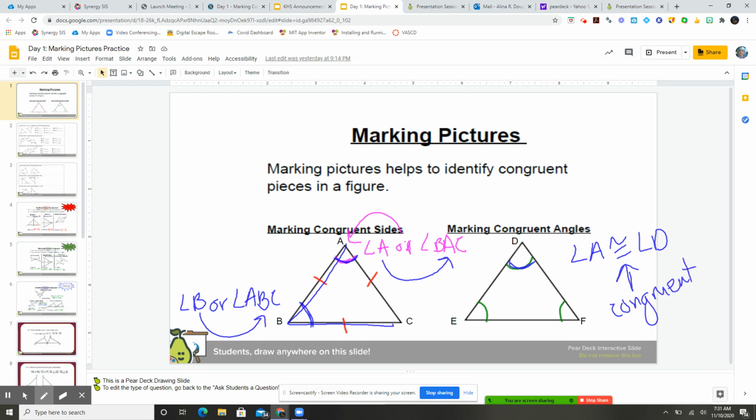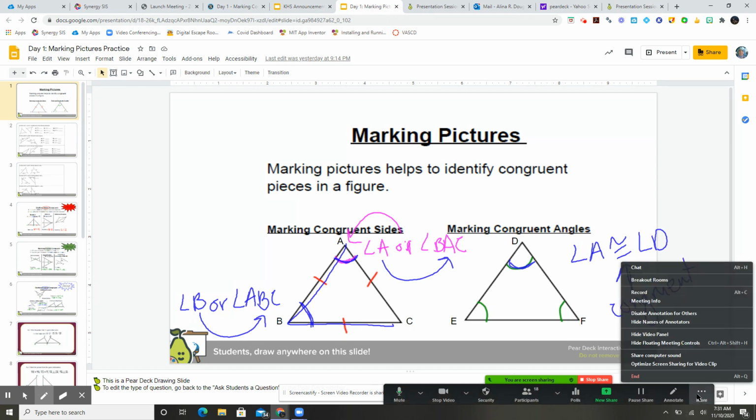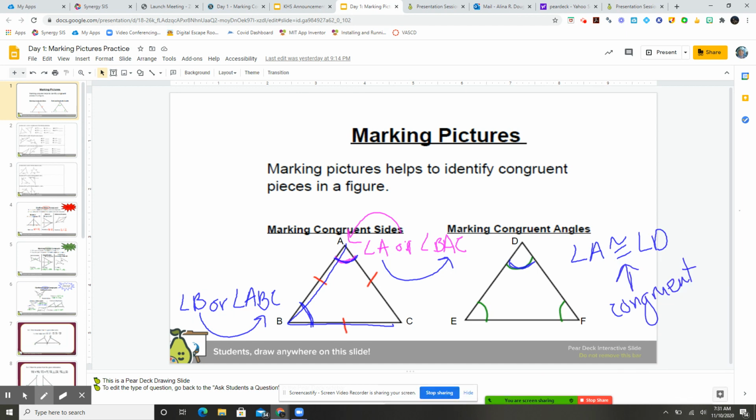Okay, is everybody on the Pear Deck? Did it work? Did the link work? Hopefully.